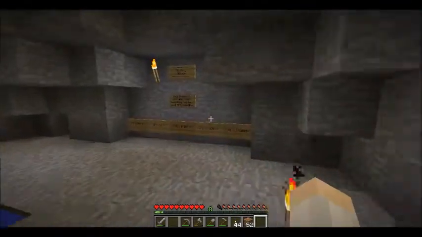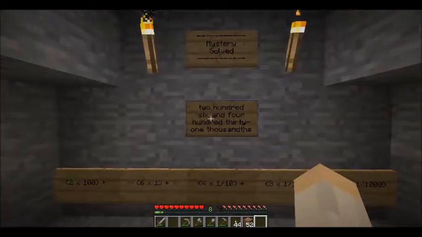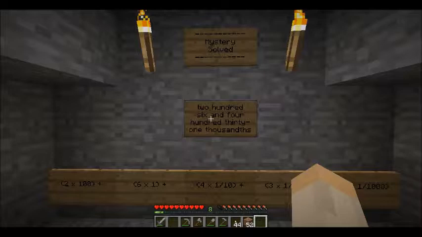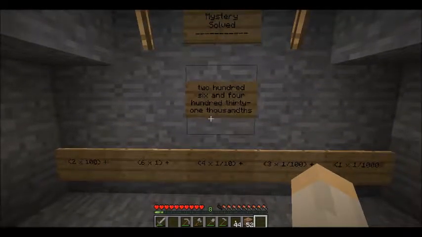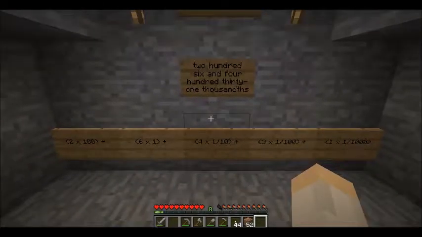And so our mystery's been solved. And that solution is, our number in word form is 206 and 431 thousandths. And our number in expanded form is 2 times 100 plus 6 times 1 plus 4 times 1/10 plus 3 times 100th plus 1 times 1,000th.